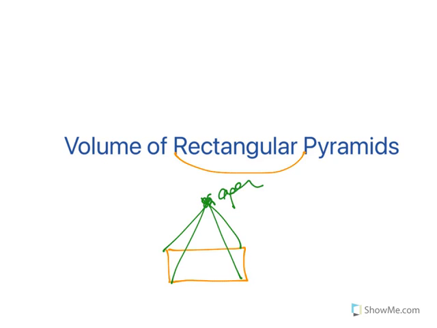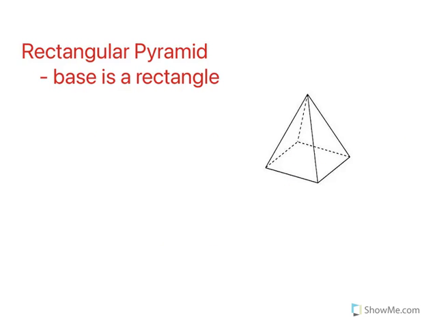Let's find the volume of rectangular pyramids. And just remember that the fact that this is a rectangular pyramid tells us the shape of the base. So we are now saying we have a base of a rectangle, and then each side will meet at the apex. But the key is, it tells us the shape of the base. So the rectangular pyramid means the base is a rectangle.